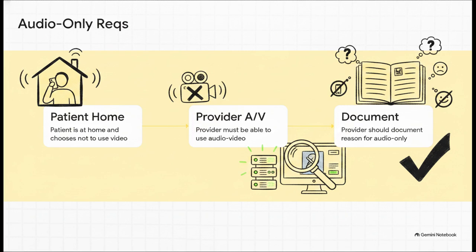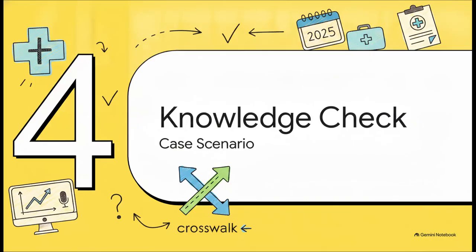And 3, listen up because this is a massive audit target, you must explicitly document exactly why the visit was audio only. Why no video? Was their internet down? Did they just refuse? Whatever the reason, it has to be clearly documented in the medical record. No exceptions. Let's see how this works in Section 4.